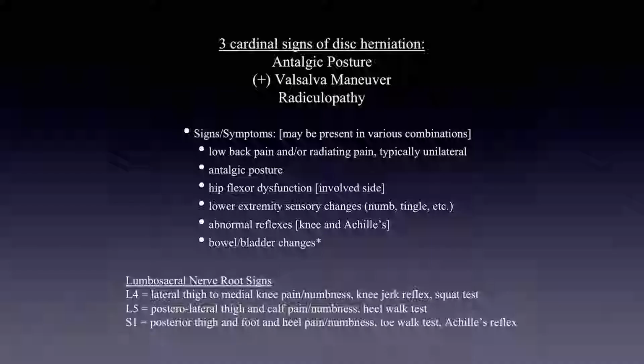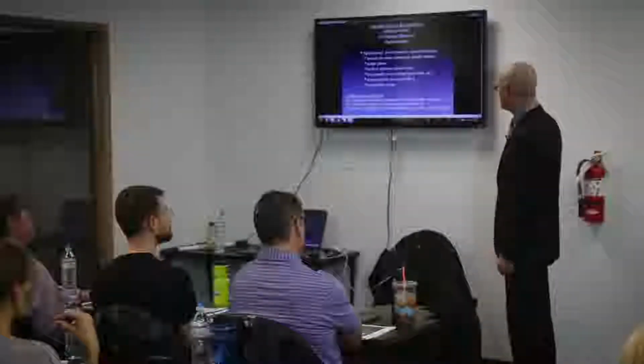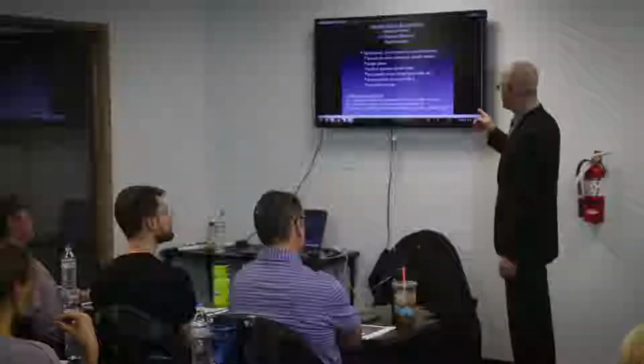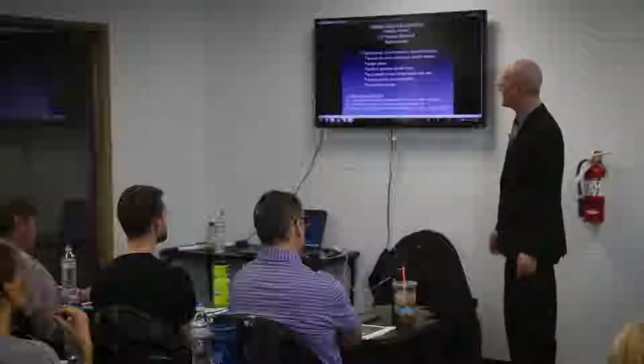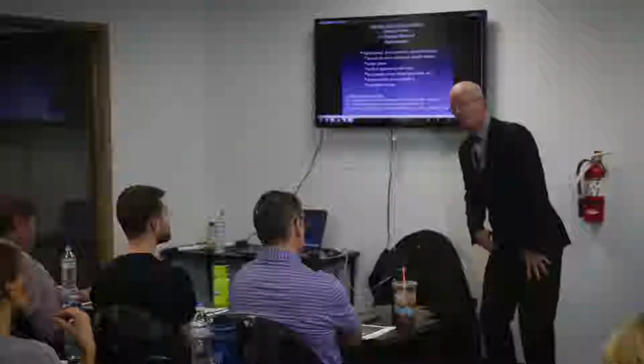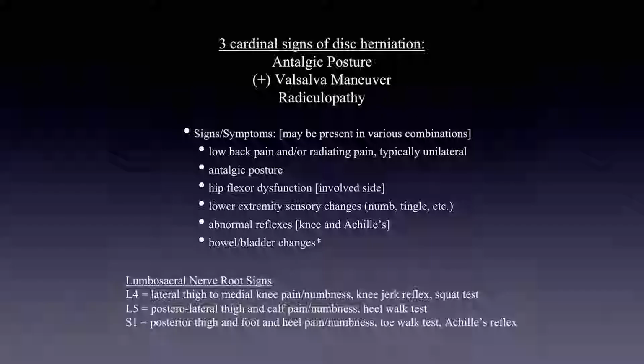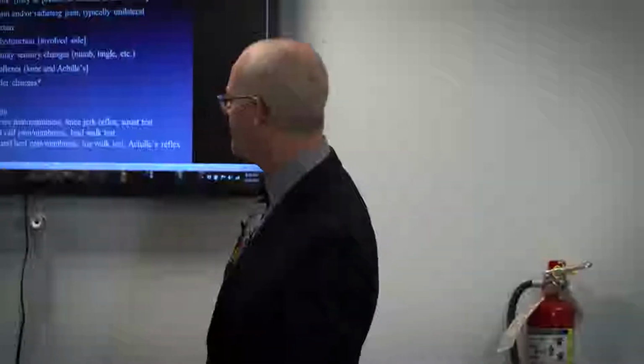So when we look at some of our lumbar nerve root signs, if the disc may be bulging at L4, we're going to see lateral thigh to medial knee pain, numbness, and a knee jerk reflex that's probably going to be a little diminished. We're going to have a squat test, which might be a little challenging for them. Again, they're probably already in a semi-squat on one side. L5, you're going to look at the posterior lateral thigh and calf pain and numbness. You can do the heel walk test, where your toes are up in the air. For the S1, you're going to have posterior thigh, foot, and heel. That's the one coming through the bottom of the foot.